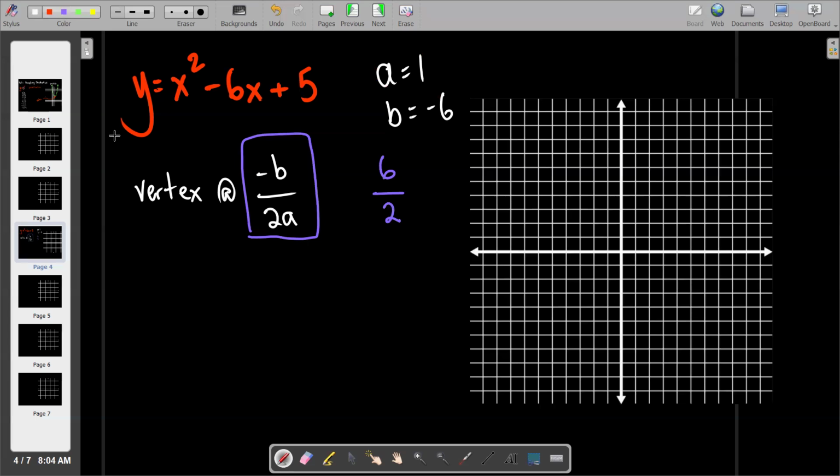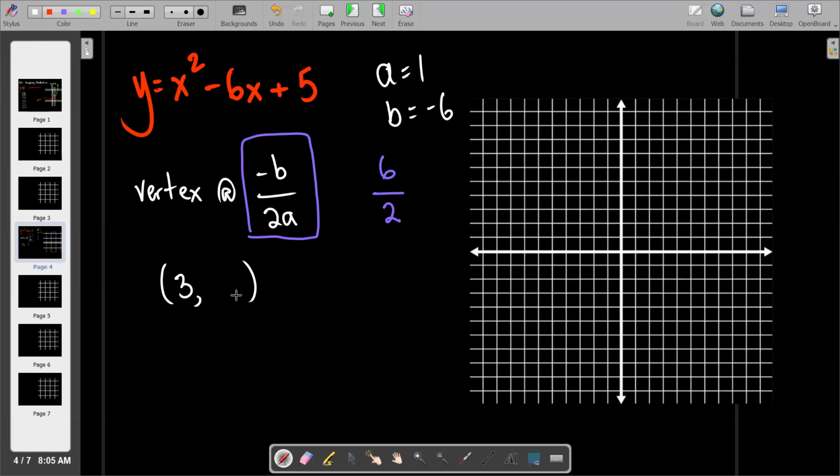Good. So here's what we know right now: the vertex is at 6 divided by 2, which is 3, comma something. You should ask if you're not sure how I did that. That's just the opposite of b divided by 2a. It doesn't give me the whole vertex. It gives me the x coordinate of the vertex.